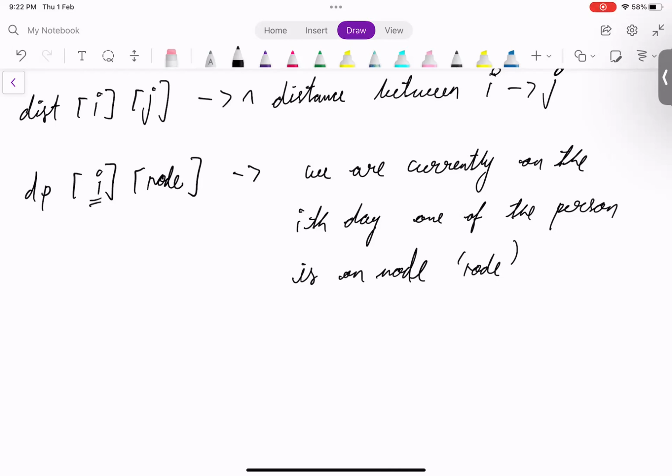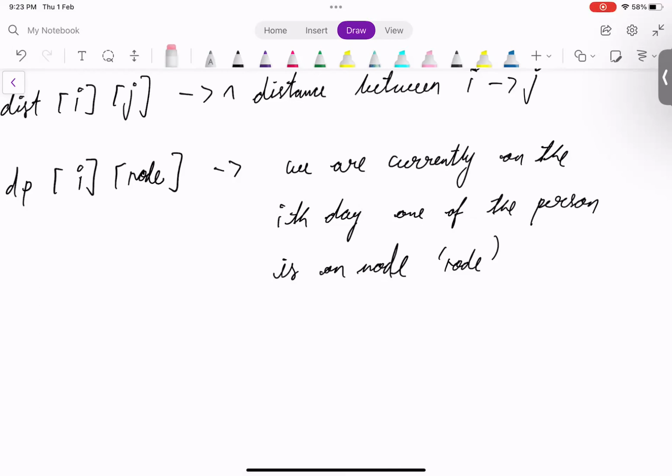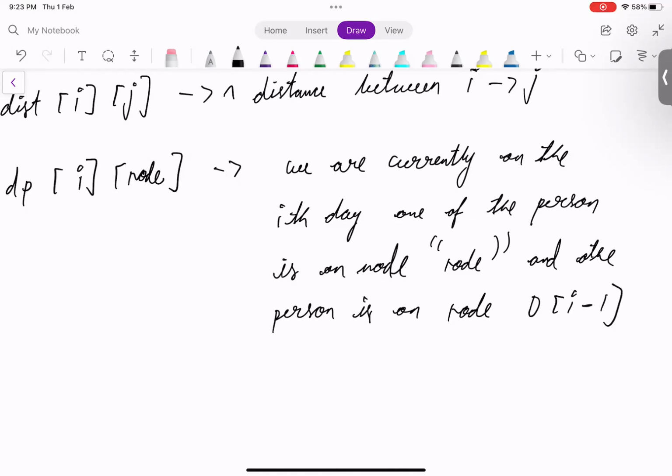Why? Because from I itself we know where he will be. He'll be on D of I -1, because he should have delivered the I -1 day's pizza. So the definition is: we are currently on the ith day, and one of the persons is on a node, and the other person is on the node destination of I -1. Let's call D the destination.